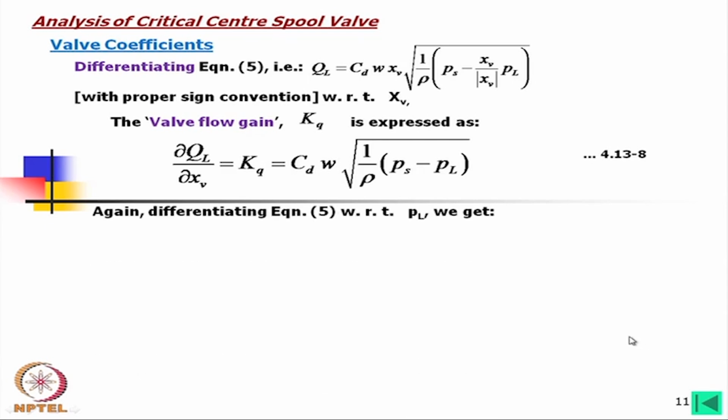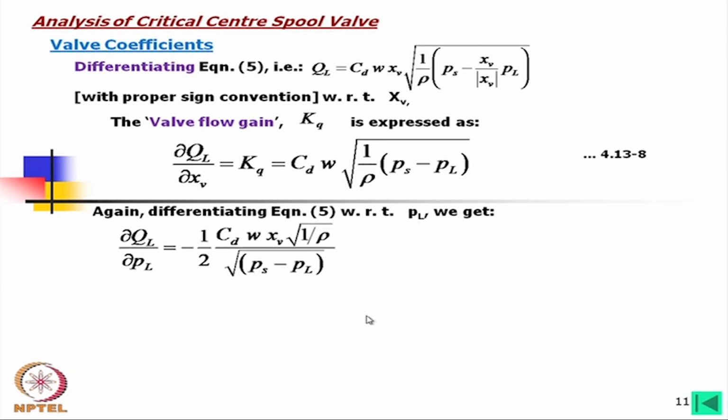Now, again if we differentiate the same equation with load pressure PL, then we get del qL by del PL equal to half Cd W x_v, 1 by rho in the denominator, root of Ps minus PL under root. Now, for this derivation, we can take 1 by rho out. So, it will be here and this will be (Ps minus PL) to the power minus half, to the power minus half. So, it comes in the denominator and then this half will come over here.